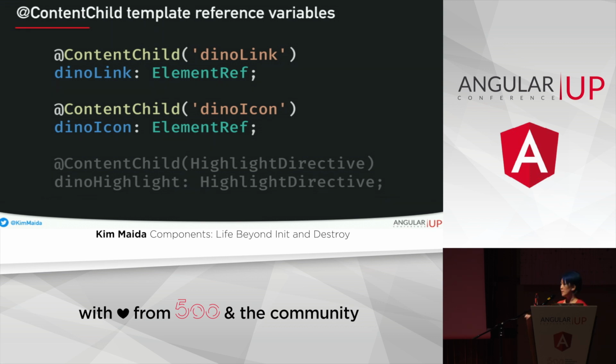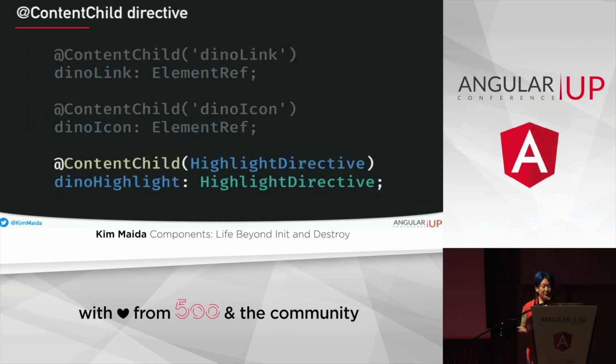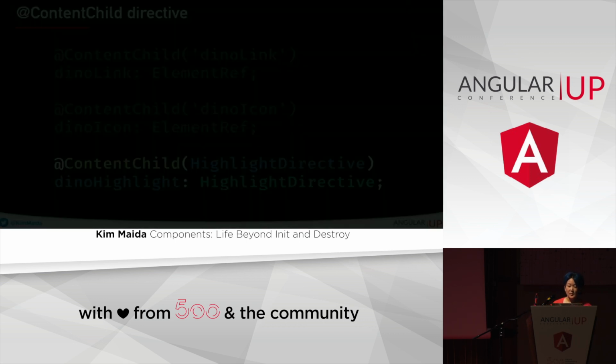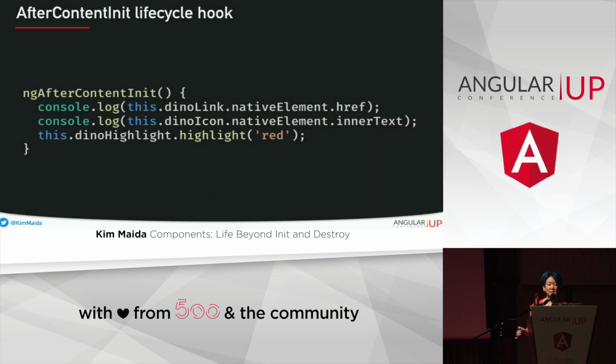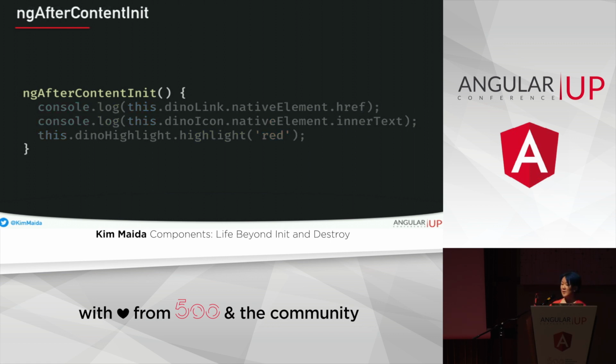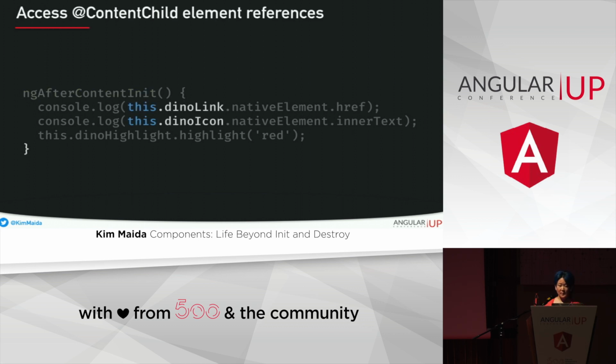So we have here our dino link, which happens to be an A tag. We have our dino icon, which is a span in this particular case. And then we also have the directive. So in order to give you a little example of what you can do with this, we can import and implement the after content init lifecycle hook, and then we'll set up our ngAfterContentInit function. And then this function is going to run every time the projected content is initialized in the child component. So after initialization, then we have access to our content child members, and this includes the link and the icon elements that are projected in.